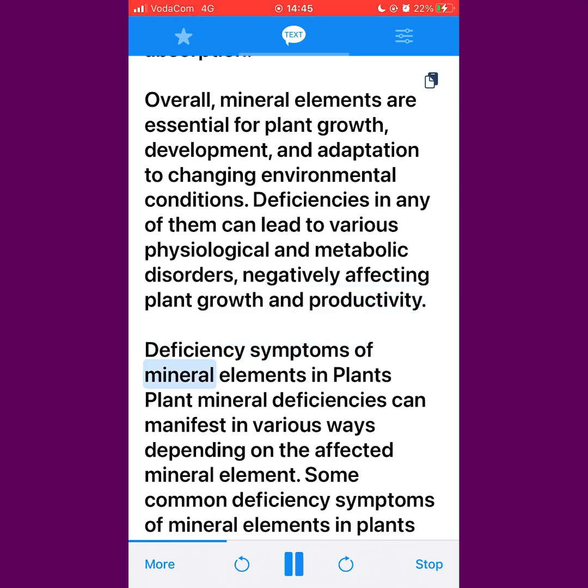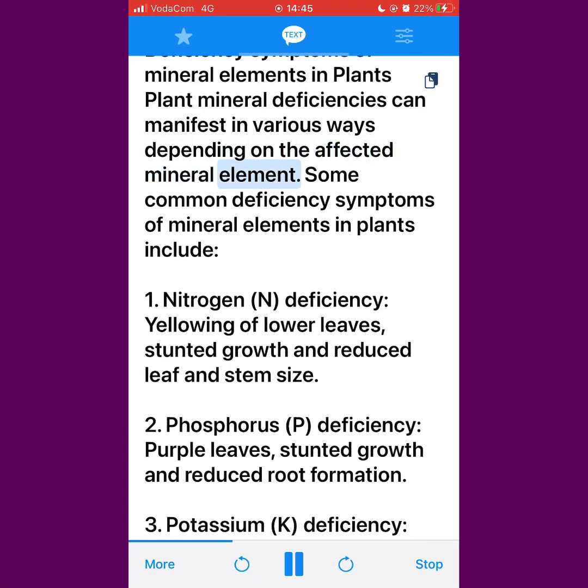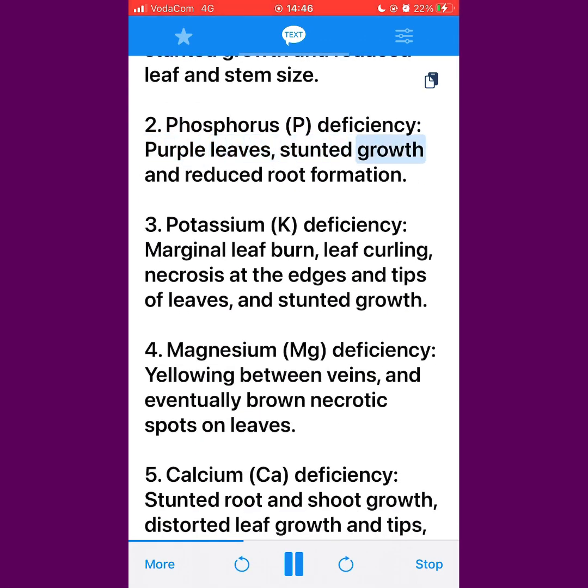Deficiency symptoms of mineral elements in plants. Plant mineral deficiencies can manifest in various ways depending on the affected mineral element. Some common deficiency symptoms include: 1. Nitrogen (N) deficiency: yellowing of lower leaves, stunted growth, and reduced leaf and stem size. 2. Phosphorus (P) deficiency: purple leaves, stunted growth, and reduced root formation. 3. Potassium (K) deficiency: marginal leaf burn, leaf curling, necrosis at the edges and tips of leaves, and stunted growth.